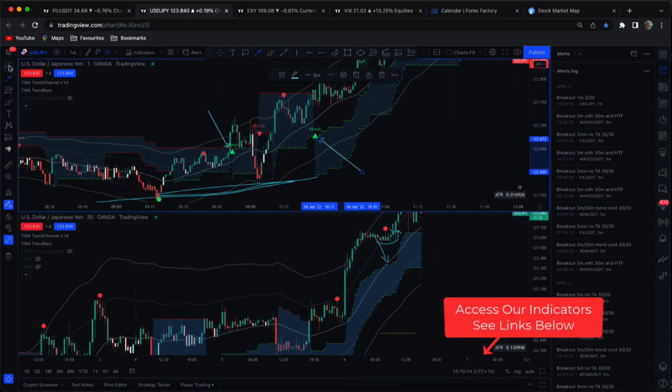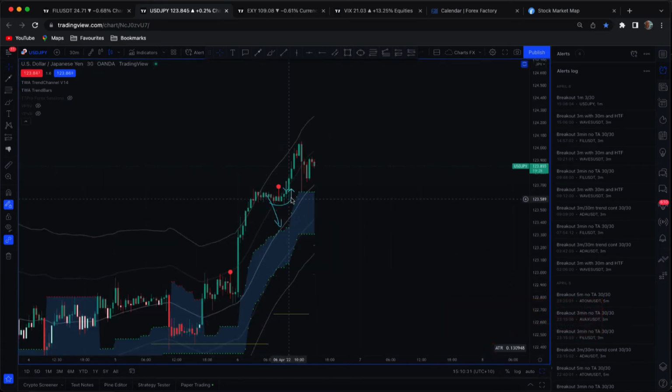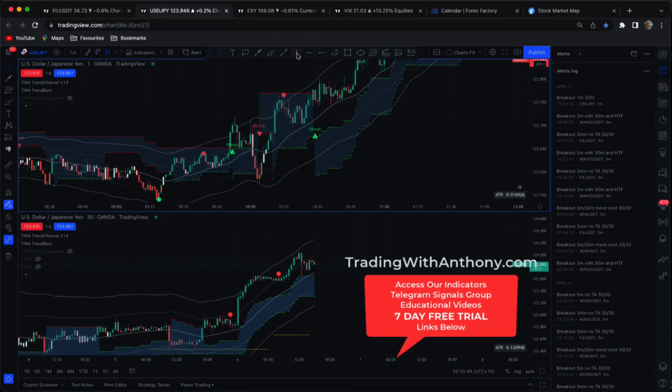So on the 30-minute, if we open that up, you can see here how the market pulled back. We're looking for the rotation. We got the entry opportunity here. So let's go back, have a look at these signals and see how they stack up.